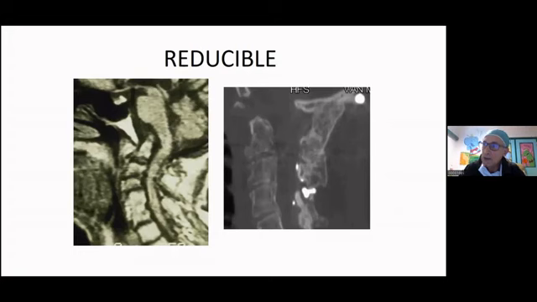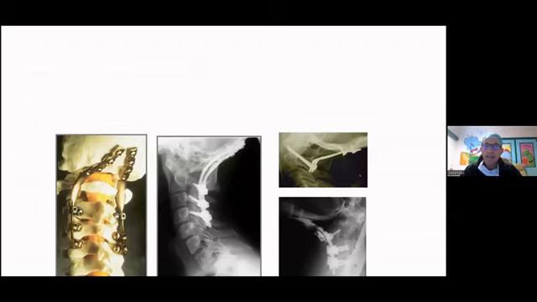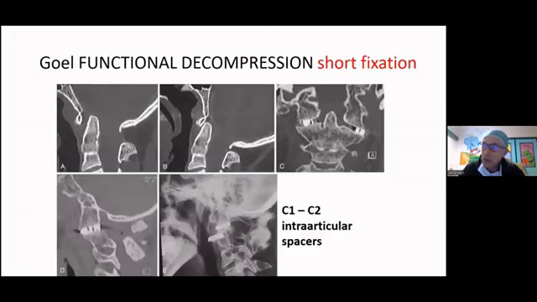Otherwise, in a reducible group, a functional decompression can be strongly indicated. This is a case I will show later on. I published it in 2003. I call it functional decompression. And in this case, in the past I preferred a huge craniocervical decompression. Otherwise, the goal of functional decompression is by definition a short fixation, C1-C2 instrumentation and fusion.